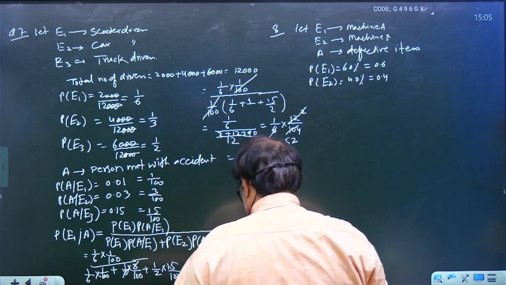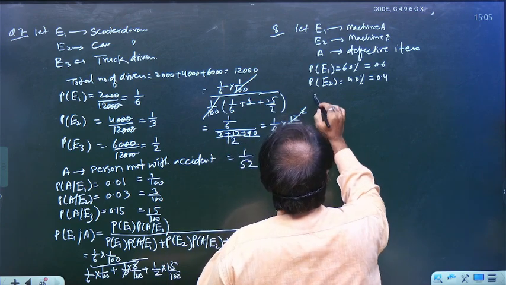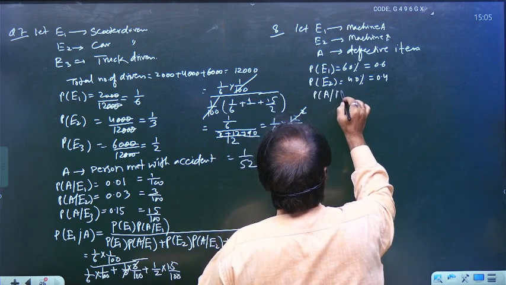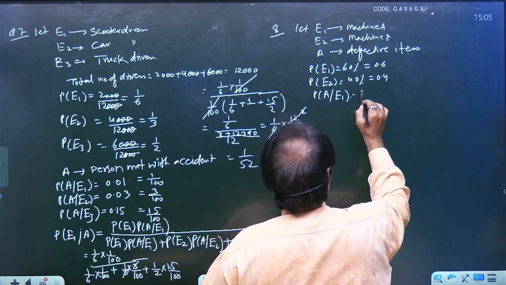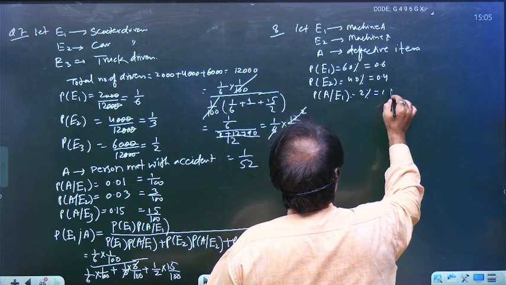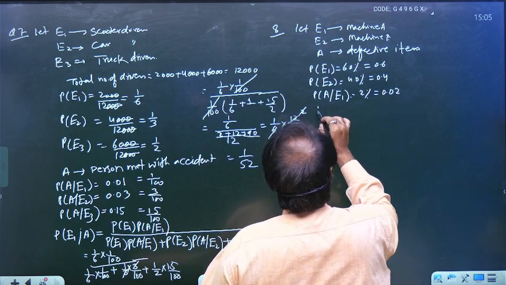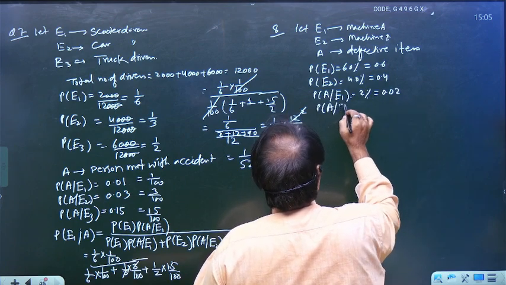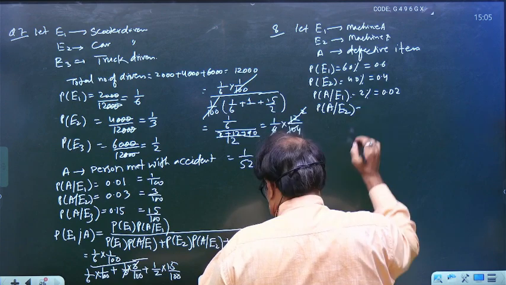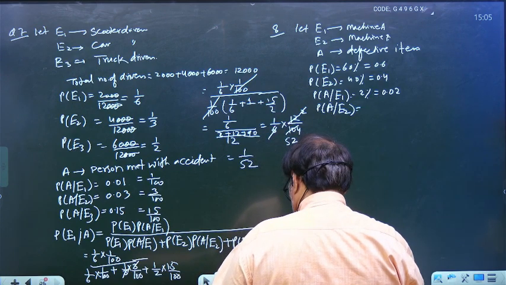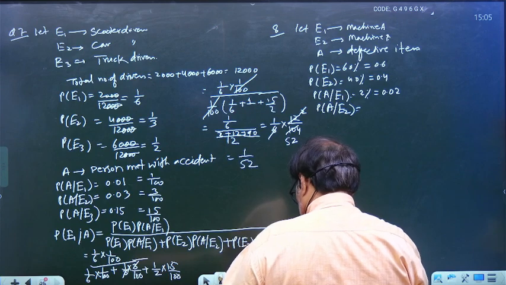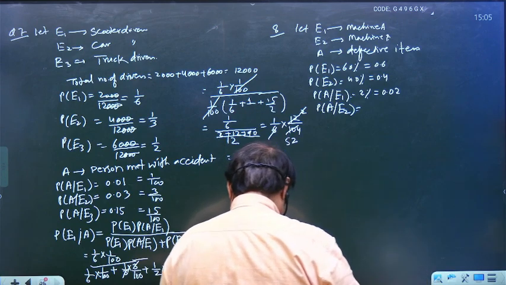And probability of A by E1 is given 2%. 2% means 0.02, and probability of A by E2 is given. Both the machines are producing the same defective.